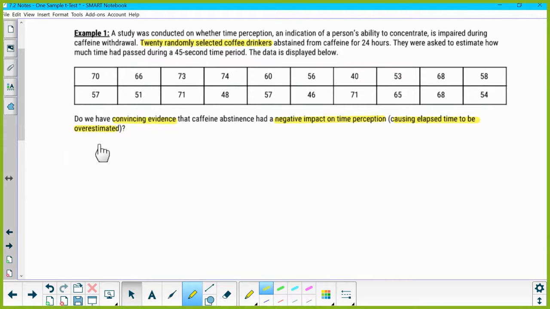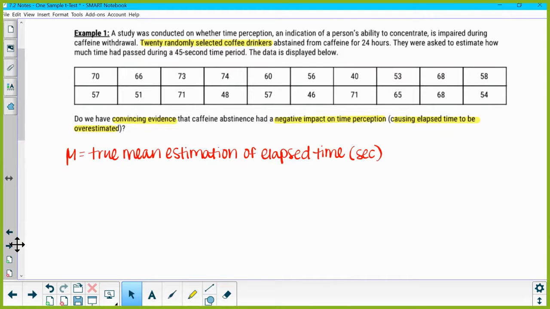First thing, define our parameter. Mu is equal to the true mean estimation of elapsed time in seconds. And when it's not as clear, the wording of your parameter is not nitpicky. A lot of the time you can just pull this information from the question, but sometimes you just have to figure out what they are trying to estimate. I always like to put in units when I'm doing quantitative data if I can, just because we are dealing with values now and not just counts.